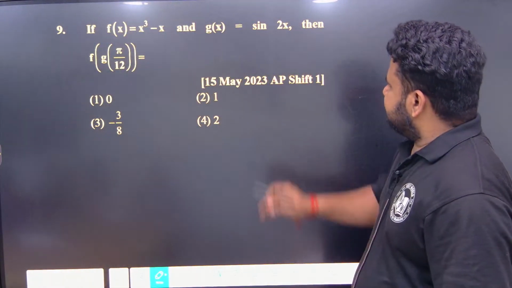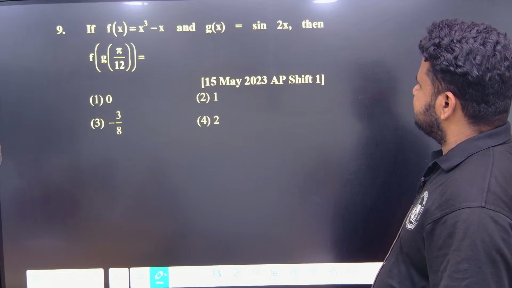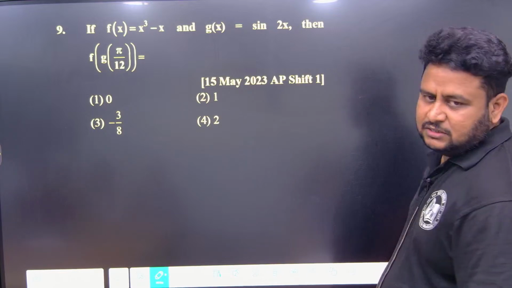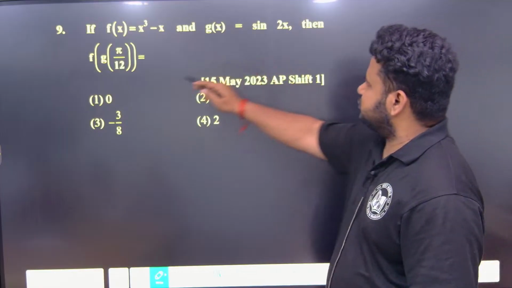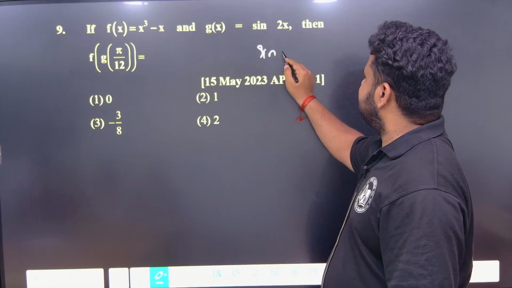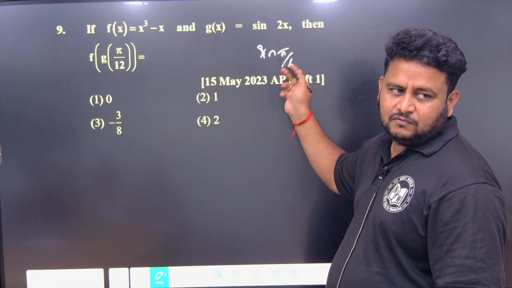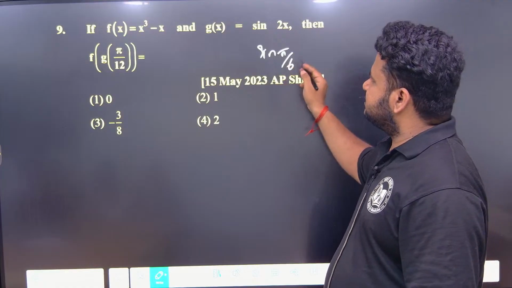They were given a composite function. If f of x is equal to x cube minus x and g of x is equal to sin 2x, then find f of g of pi by 12. So what will you do first? You will find g of pi by 12. So sin 2 times pi by 12 is what? Sin pi by 6. Sin pi by 6 is what? 1 by 2. So 1 by 2 means f of 1 by 2.